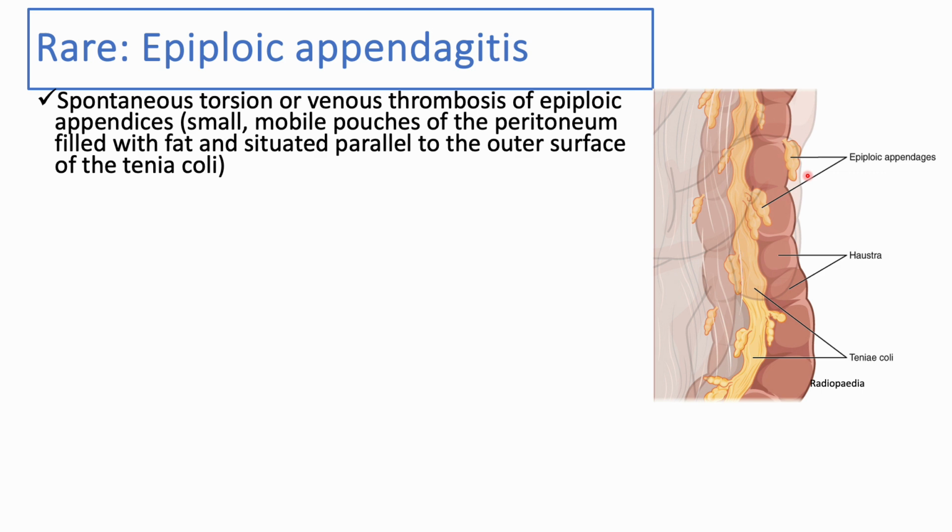One of these conditions is called epiploic appendagitis. It's basically inflammation of the epiploic appendices. These are the epiploic appendices. They're really just small mobile pouches of the peritoneum. They're usually filled with fat, and they're usually situated parallel to the outer surface of the taeniae coli or the colon. And these sometimes, when they get thrombosed or they get some torsion and ischemic changes and inflammation, can cause abdominal pain, and it's called epiploic appendagitis.